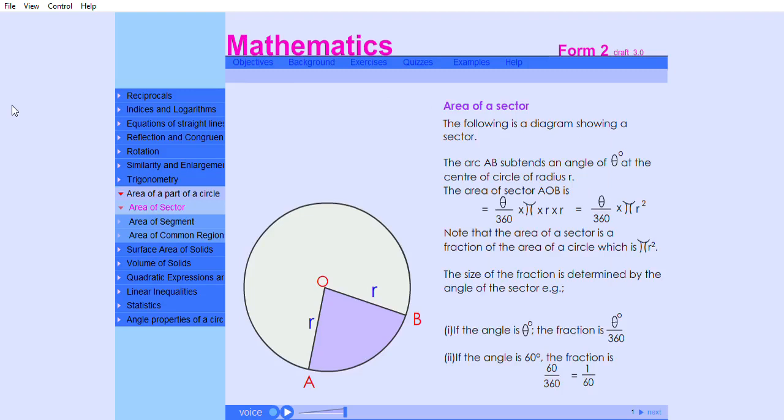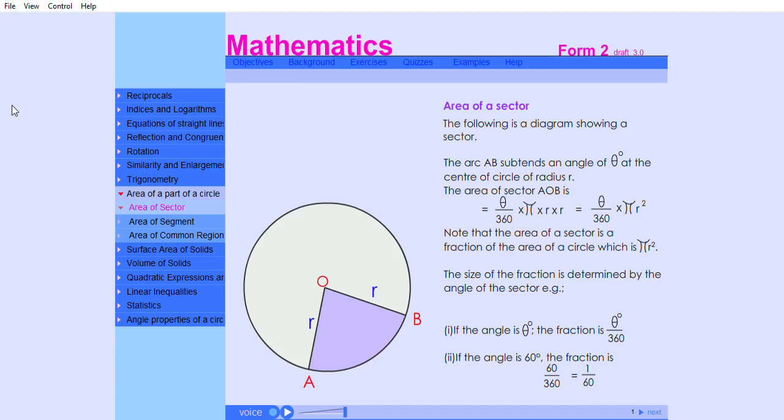Area of a sector. The following is a diagram showing a sector. The arc subtends an angle of theta degrees at the center of a circle of radius r. The area of sector AOB is theta over 360 times pi r squared. Note that the area of a sector is a fraction of the area of a circle, which is pi r squared.